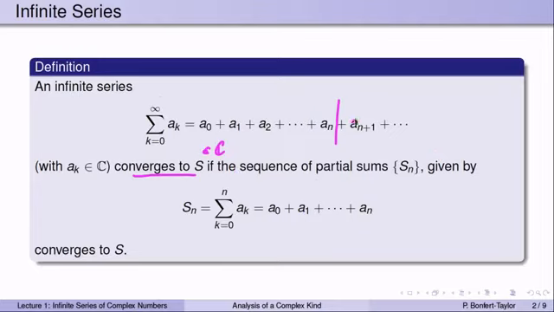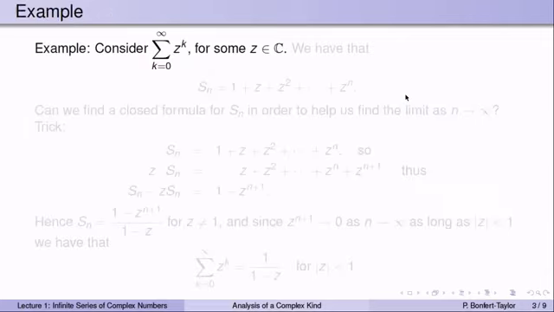These a_k's are complex numbers. You've probably seen infinite series before in the context of real numbers. Now these a_k's are complex numbers, and one can easily see that a series of complex numbers converges if and only if the corresponding series of real parts converges and the corresponding series of imaginary parts converges. Let's start with an example.